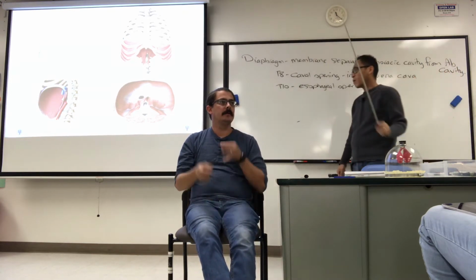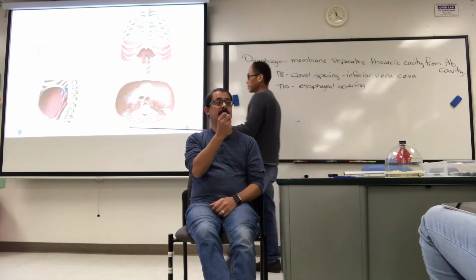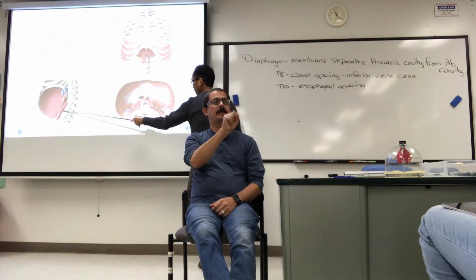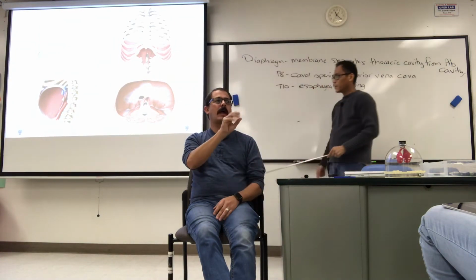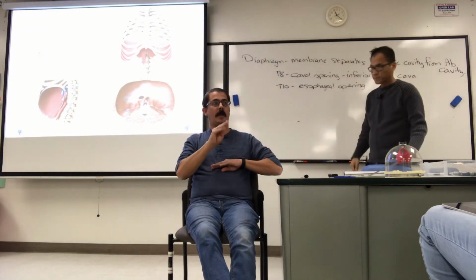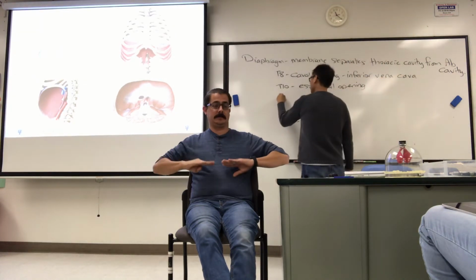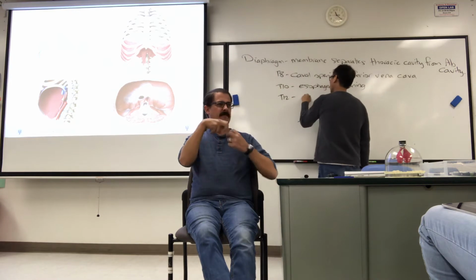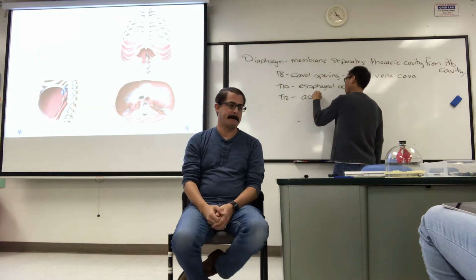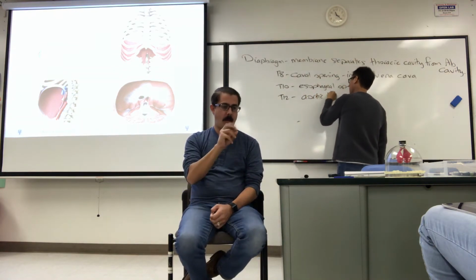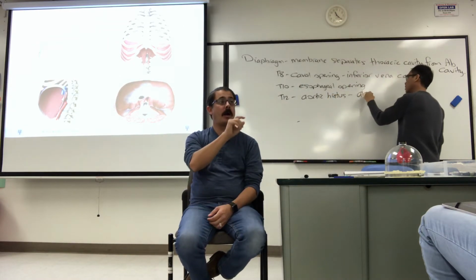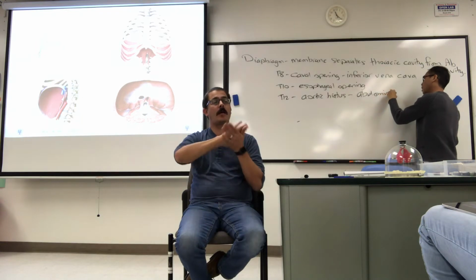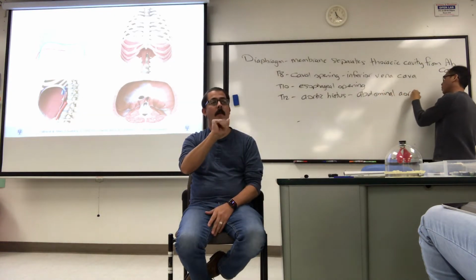At the level of T12 is the aortic hiatus, right there. At about that level, that's where the aorta goes through and becomes the abdominal aorta past that point. The level of around T12 vertebra, aortic hiatus. That's where the aorta becomes abdominal aorta.